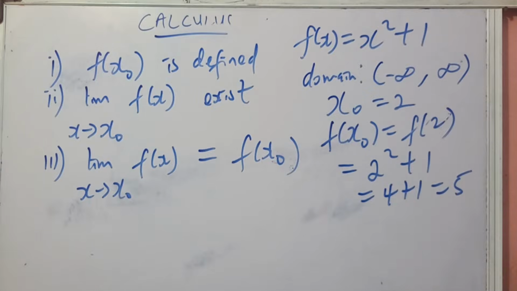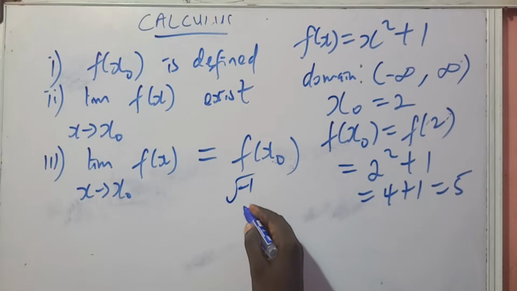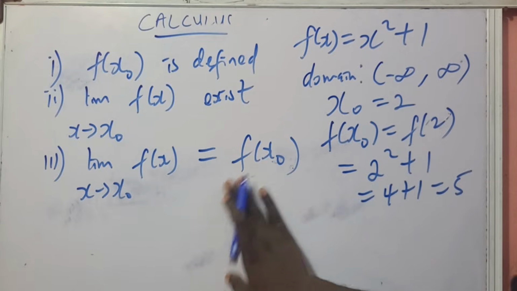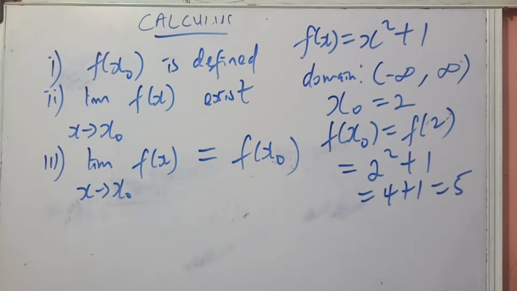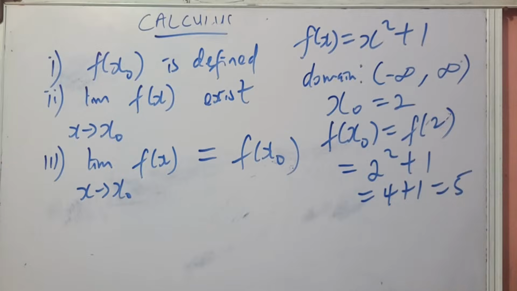You can see it's defined. It's not undefined. You know situations where you used to get something not being defined, when you have the square root of maybe a negative number, or you have something over 0. Points like this are things you want to avoid. Now let's examine. We already saw that f of x naught is defined.